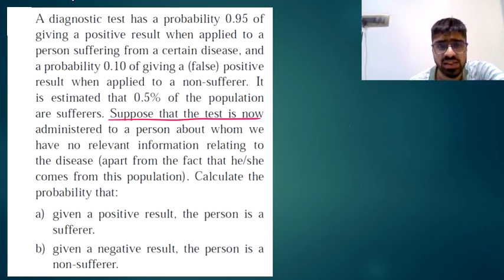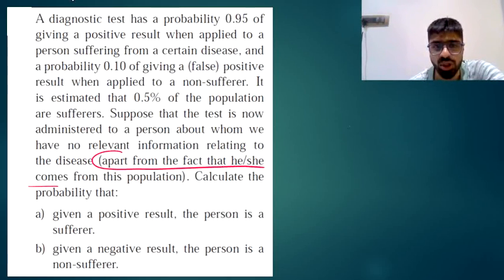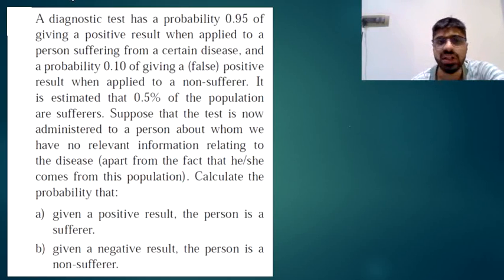Suppose that the test is now administered to a person about whom we have no relevant information relating to the disease. So it's just a random person selected and the test is conducted. It is known that the person is coming from the same population. You need to calculate two probabilities. Given that the test is positive, what is the probability that the person is a sufferer? And second, if the test is negative, then what is the probability that the person in reality is a non-sufferer?